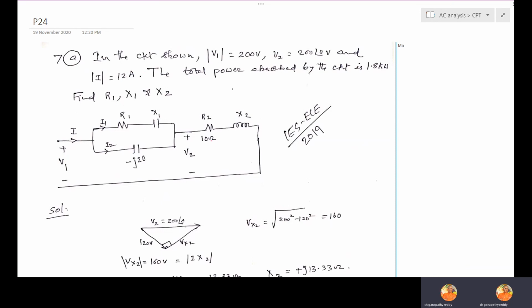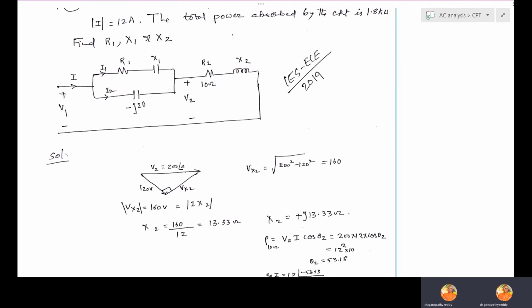R2 is already given as 10 ohms. R1, X1 and X2 we don't know. V1 magnitude 200 is given, V2 is 200 at angle 0, current I magnitude is 12 amps, and total power absorbed is also given. So we have to find these.